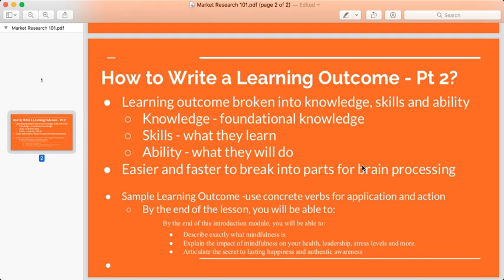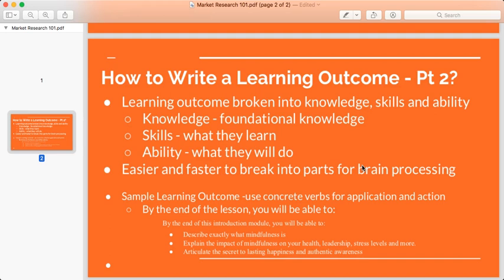Now, the reason why these 3 learning outcomes are effective is because if someone's reading it and they say, okay, this is the first lesson, I can describe what mindfulness is. And I can definitely explain the impact of mindfulness on my own health. And I can definitely articulate the secret to lasting happiness and authentic awareness.